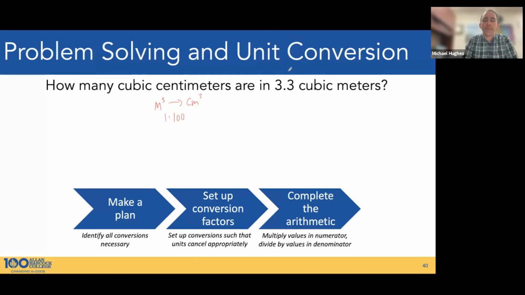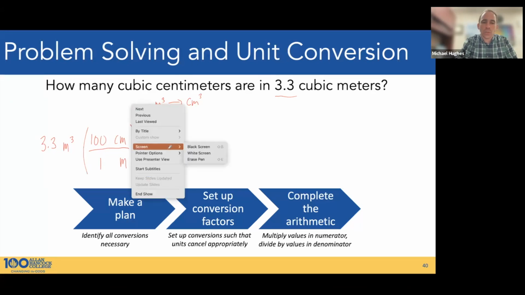So let's set it up, do our math. So start with what we know, which is 3.3 cubic meters. We would like meters to go away and centimeters to come out. We're going to cube everything. But what's this relationship? In 1 meter, there's 100 centimeters. So now let's propagate this cube.